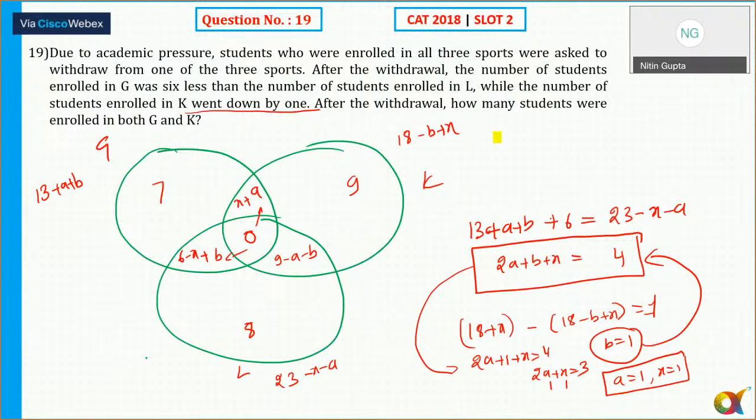So the question is, after the withdrawal, how many students were enrolled in both G and K? Both G and K is equal to X plus A here. So what is X plus A? X is 1 and A is 1, so the answer is 2. Is that clear to all of you now?